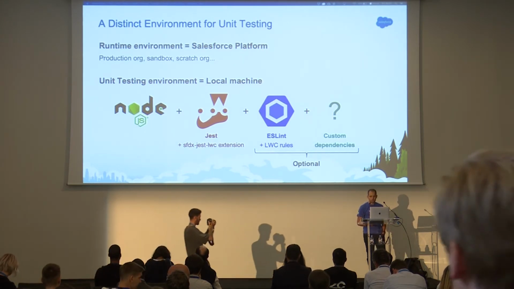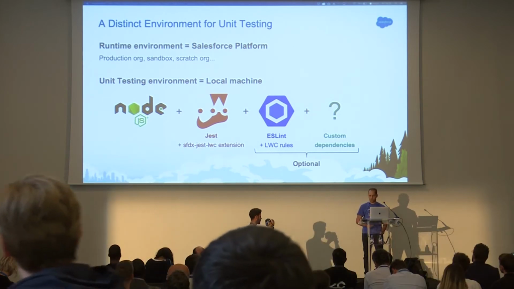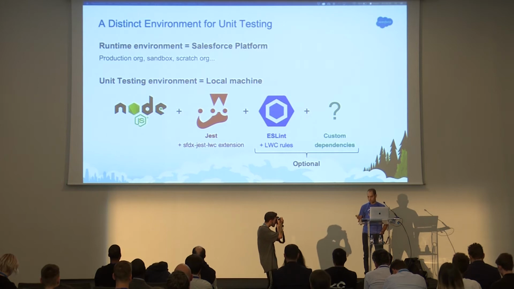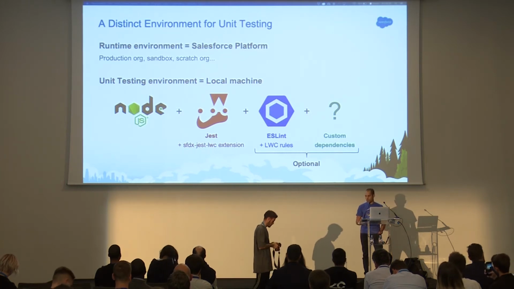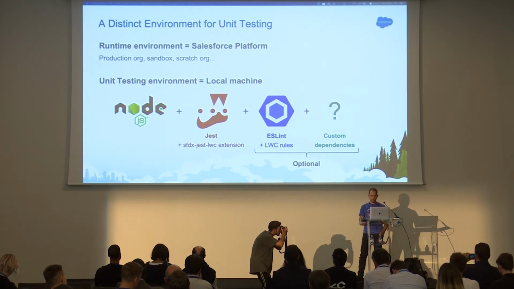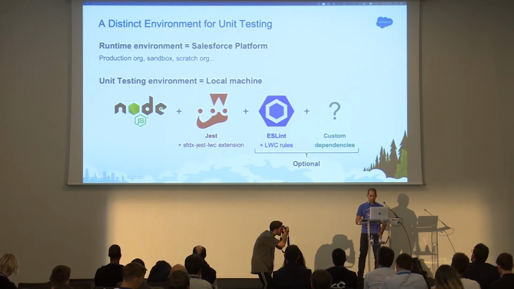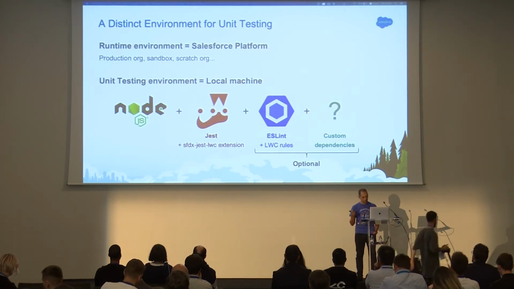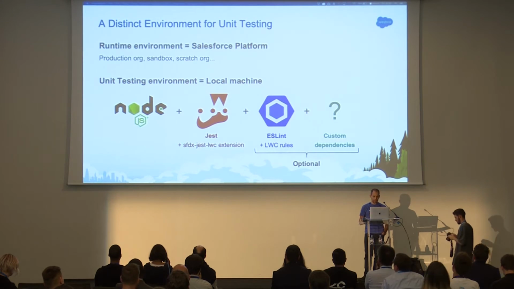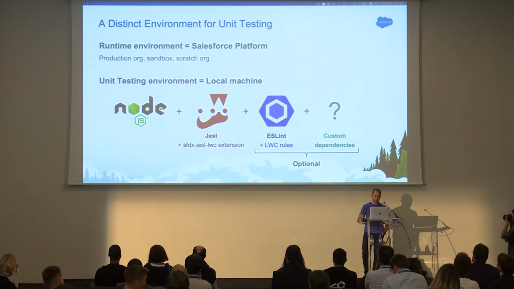How does this work? Well, there are key components that compose the infrastructure. The first thing is Node.js. We're running a JavaScript framework, so to support tests for a JavaScript framework, we need Node. So that's the server that is going to run on your local machine. Then we're using a framework called Jest. This is a testing framework. I will talk more about it in the future. And we're adding an add-on, an extension to this particular framework, which is called SFDX Jest-WC. This is an extension that Salesforce provides on top of Jest.